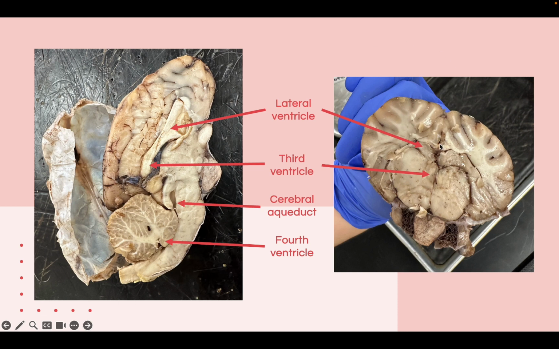And then on the coronal cut, we can only see the lateral ventricle and the third ventricle, which would be right here by the two thalami.